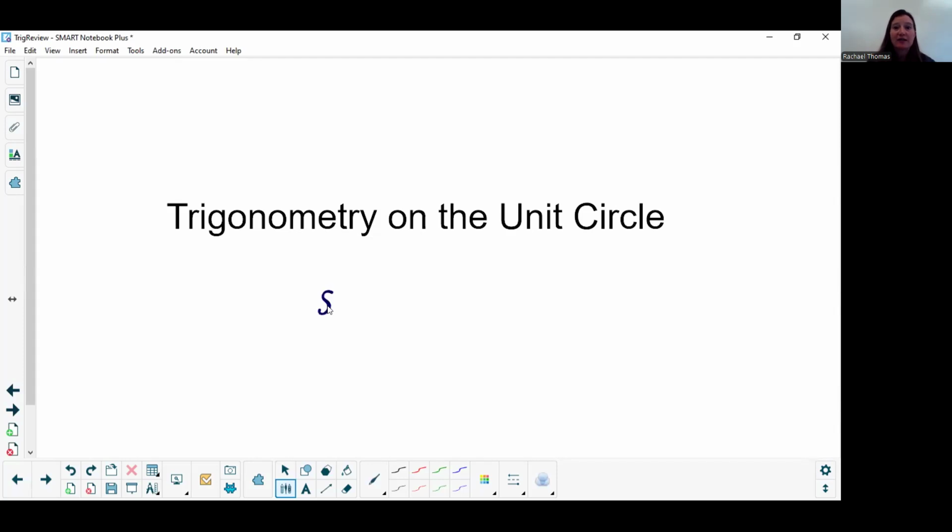So the kind of context I'm thinking here is you've been presented with this expression, sine of 5 pi over 6, or something like that, and you're supposed to come up with a number that equals. And you're like, oh my gosh, I don't know how to do that.